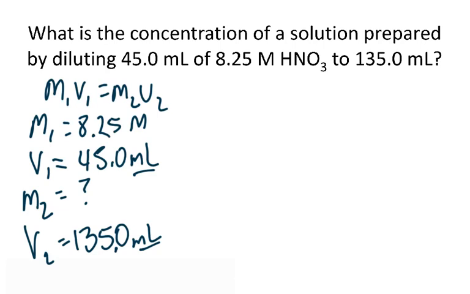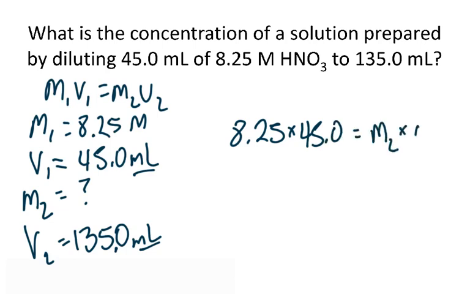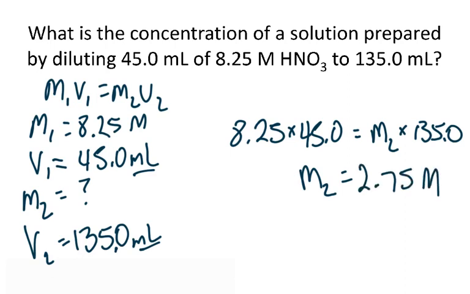The nice thing about this equation is it does not matter what units you're in as long as they're the same at the beginning and the end. So here I'm in molarity. I could be in some other unit of concentration. This equation would still work. Liters, milliliters, doesn't matter as long as both are in the same. So here 8.25 times 45.0 is equal to M2 times 135.0. So I can find that my M2 is 2.75 molar.